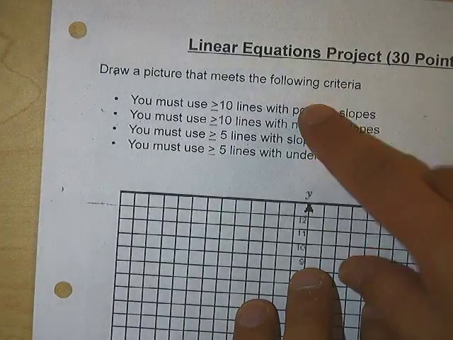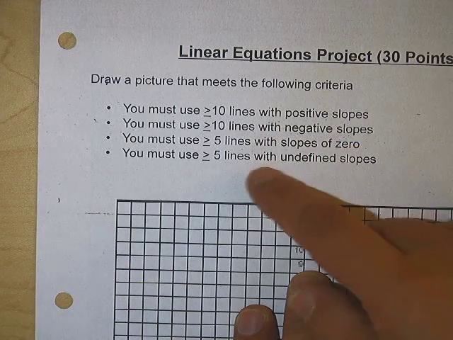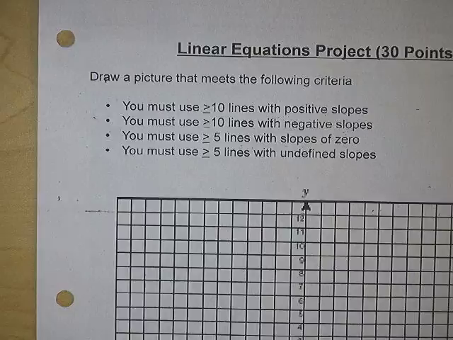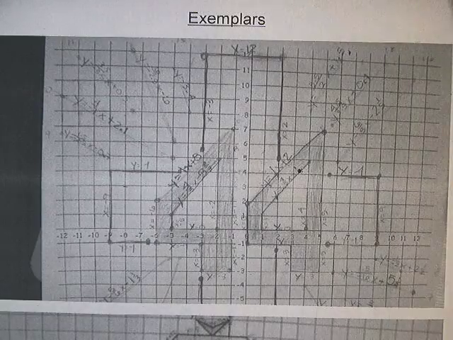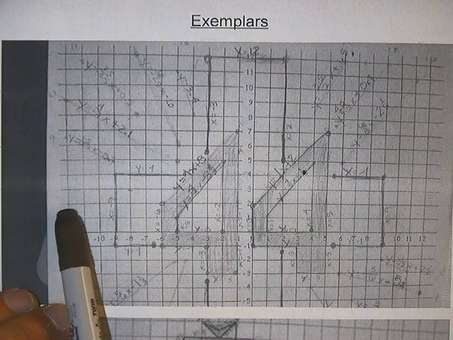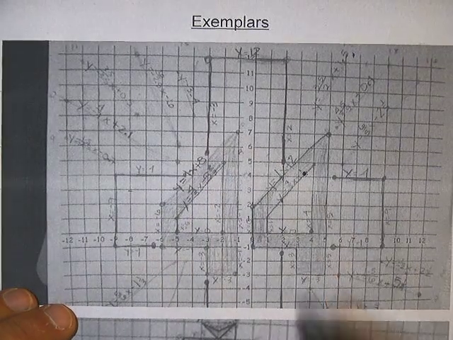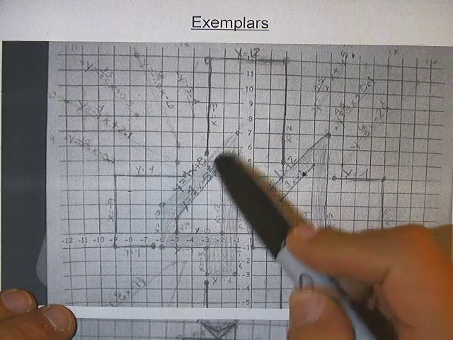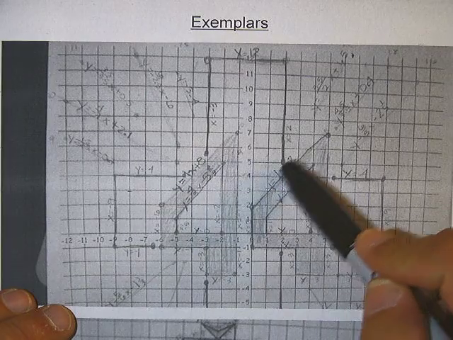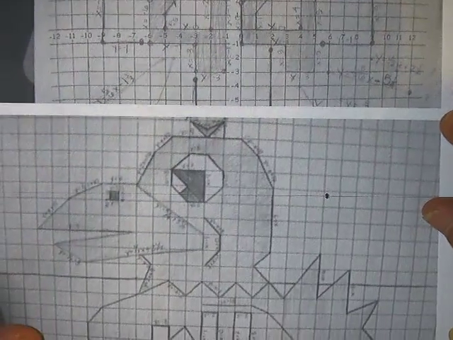On the very front of your paper, it said that you have to have at least 10 positive slopes, 10 negative slopes, 5 slopes of 0, and 5 slopes that are undefined, at least that much. I want to point out kind of what those are right here. Positive slopes are as if you walked across your paper from left to right. A positive slope would be if you hit a line and you're walking uphill. So like this line right here is a positive slope. That one's positive. So is this one. So is this one. It's on a slant, but it's uphill.